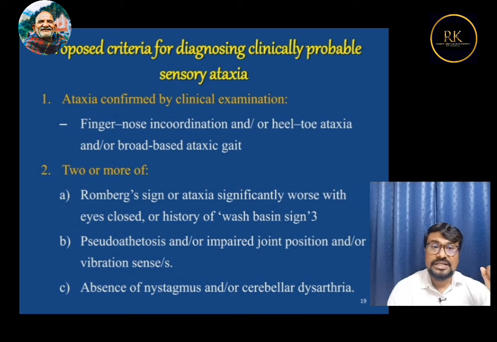And number 3, absence of nystagmus and cerebellar speech, cerebellar dysarthria, that is, scanning or staccato speech. That is, ataxia confirmed with clinical examination and two of the following, which include Romberg sign, pseudoathetosis, or absence of nystagmus or cerebellar signs. Then we can classify it as clinically probable sensory ataxia.